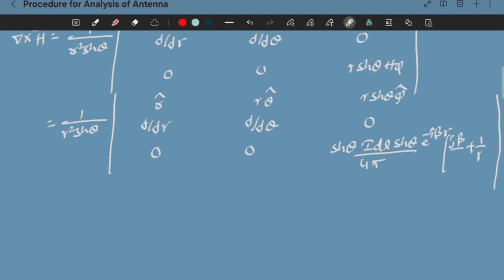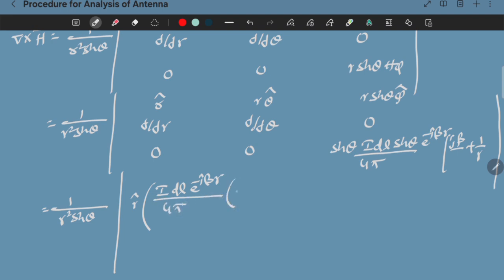Okay, it cannot have the phi component. Now we'll do that one. It is equal to 1 by r square sin theta r cap into this one we have to do. It is sin square theta. So r cap into perform the differentiation of this one with respect to theta. First I am writing all constants, that is I dl e power minus j beta r by 4 pi into j beta plus 1 by r.